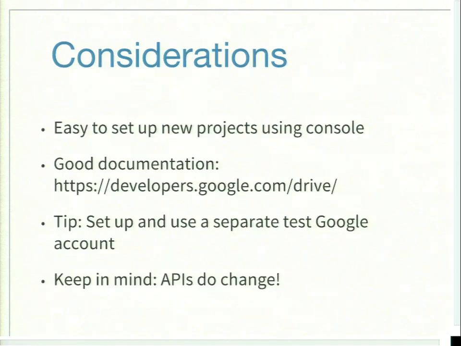So a few considerations. It's easy to set up new projects with the Google Development Console. There's good documentation, and a tip, set up and use a separate test Google account. And I say this out of a mistake I made when I was first starting to play around with this stuff. I used my actual Google account, and that ended up being a bad idea. Another piece to keep in mind is that APIs do change. Whether it's a large company like Google, or some other small system that provides an API, whenever you're doing development against a third-party API, they, of course, can change that API at any time, which means that your stuff, through no fault of your own, can break. More on that later.